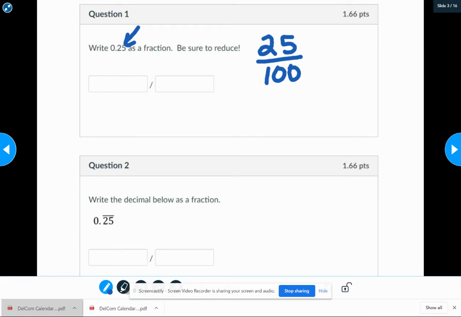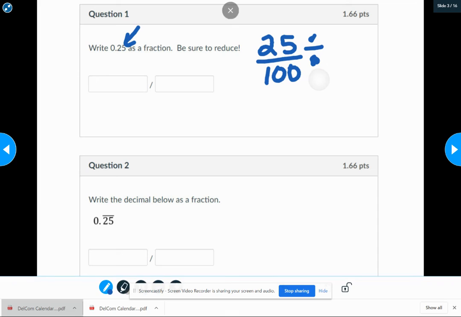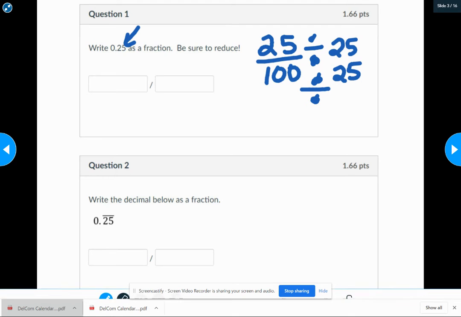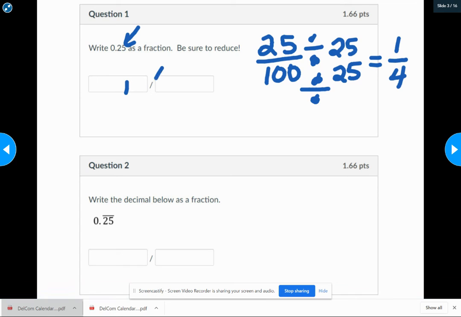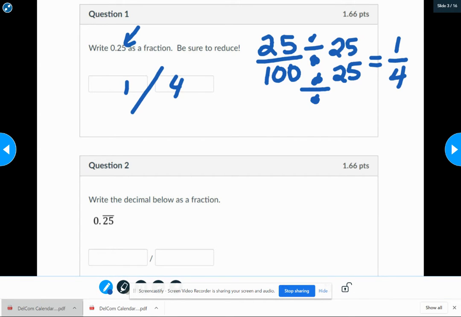Okay, now it does say be sure to reduce. You could divide by 5 a couple times, but I can tell that 25 goes into both of these. So I want to divide the top and the bottom by 25. 25 divided by 25 is 1. 100 divided by 25 is 4. So the fraction is 1 over 4, 1/4.